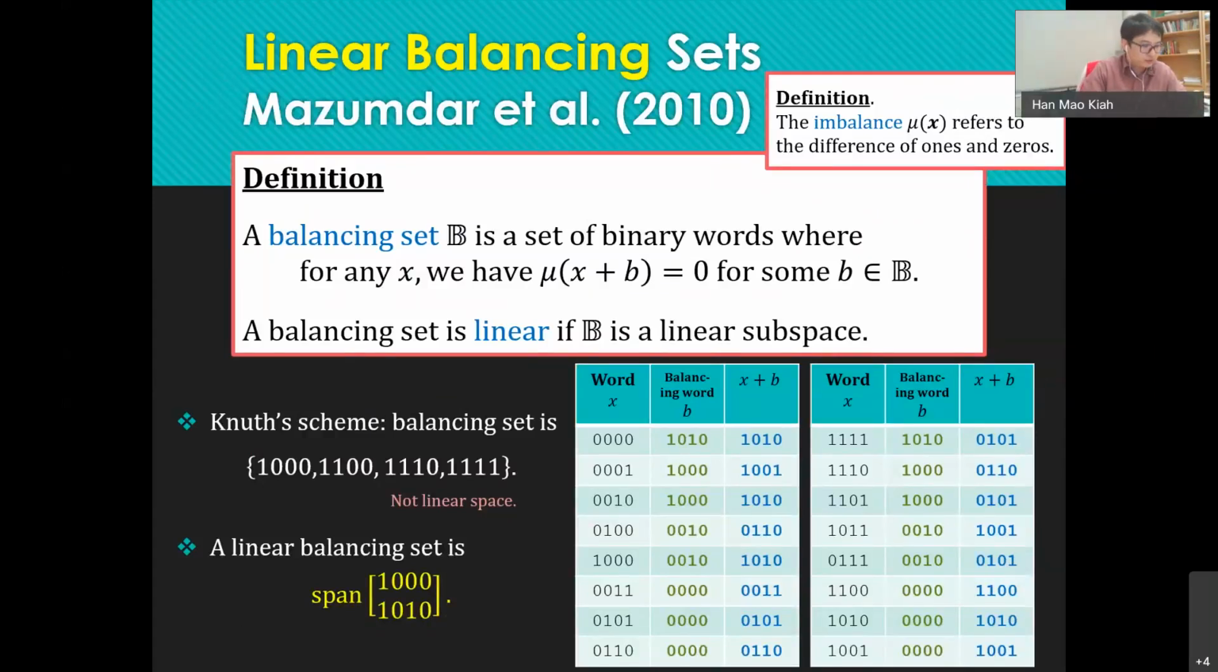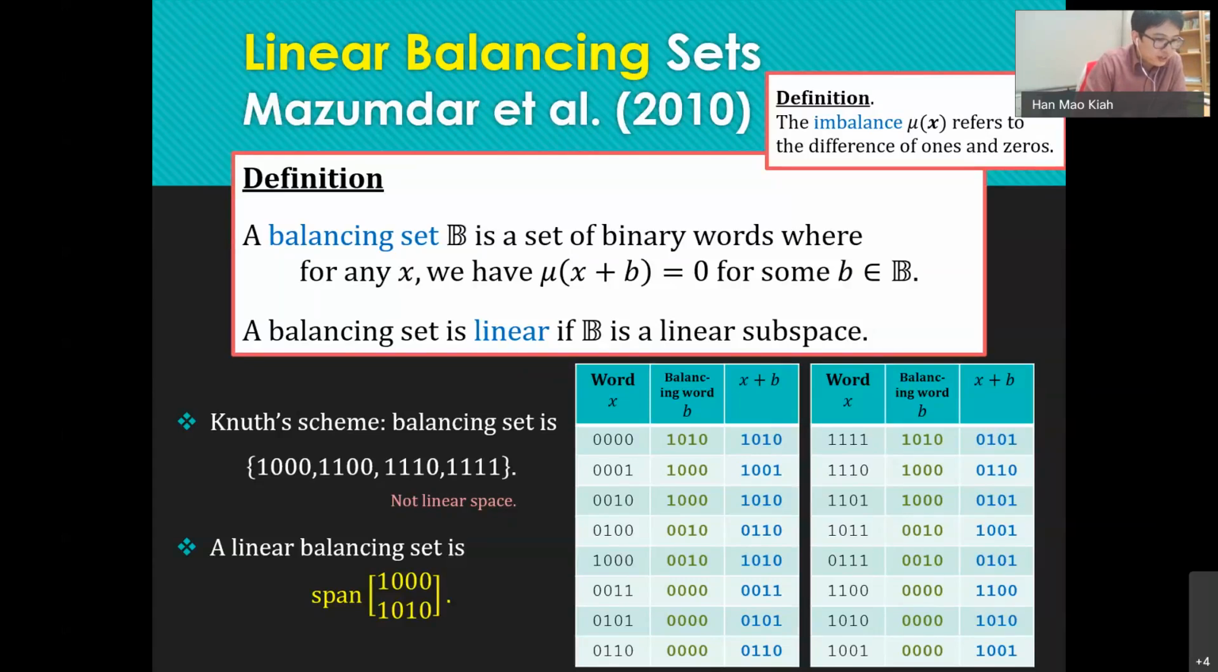To do so, we're going to apply this notion of linear balancing sets introduced by Mazumdar et al. in 2010. In this work, a balancing set refers to a set of vectors such that whenever you give me a binary word x, I can look into this set of balancing vectors and pick out one, say b, and when we add b to x, the imbalance will turn out to be 0. In other words, the sum x plus b is balanced.